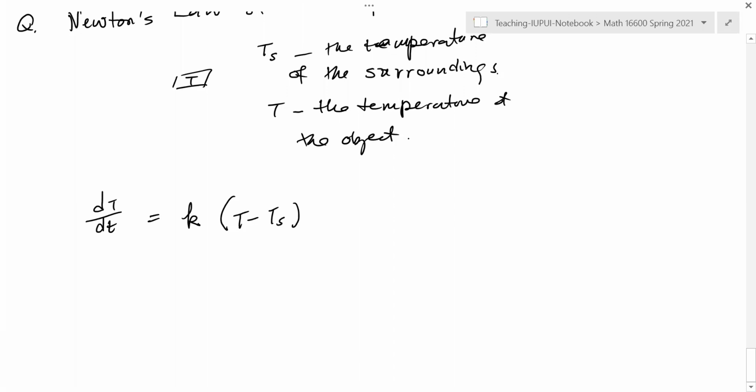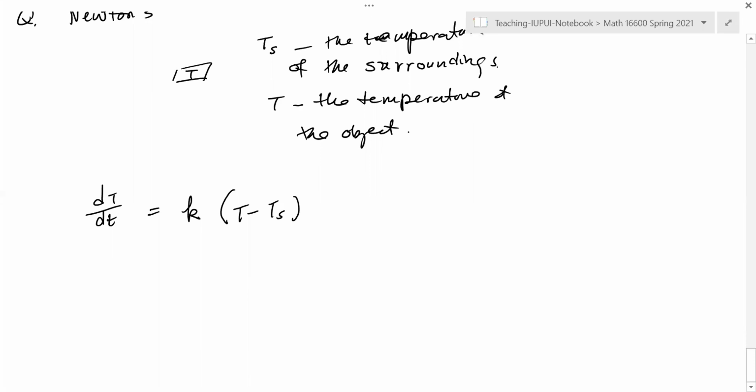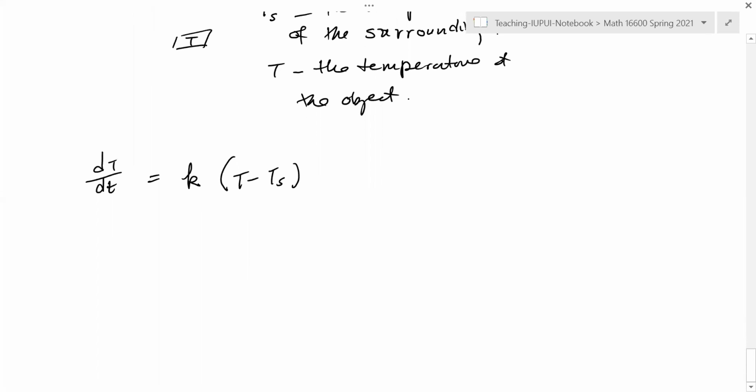Then you write down the formula. The constant K depends on the object. Different object, different constant. Okay, so this is an equation. Now, we cannot use our original equation to get the formula for T, right? How do you do that?